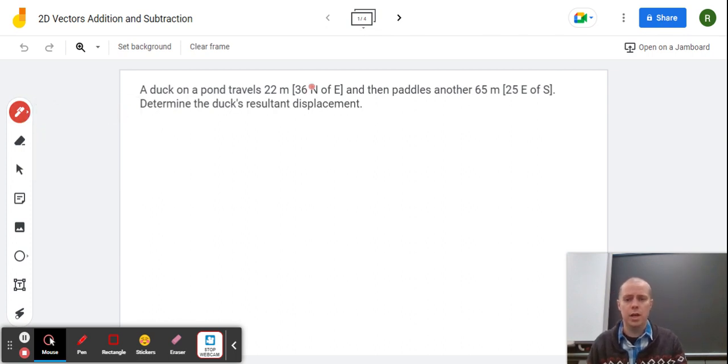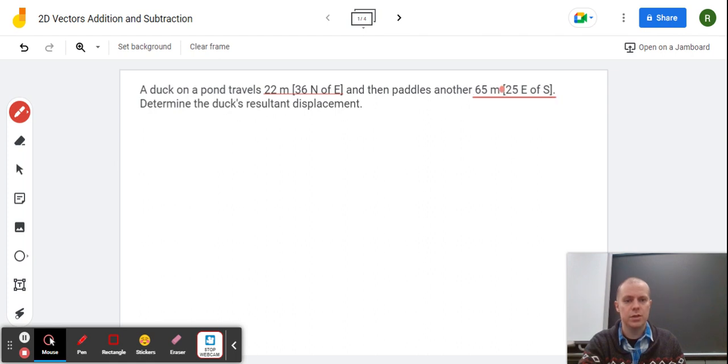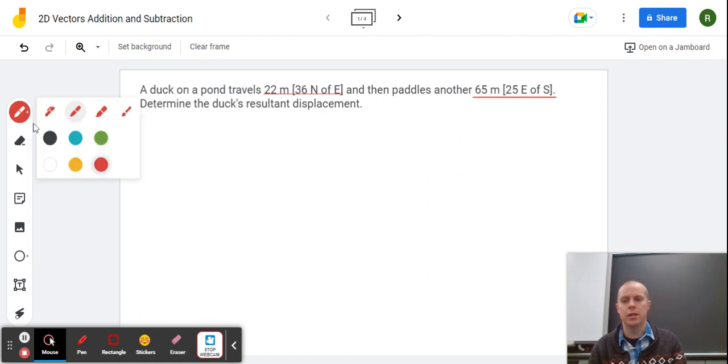So we have a duck on a pond, travels 22 meters, and they travel 36 degrees north of east, and then paddles another 65 meters, 25 degrees east of south. Okay, so that means they're going in one direction and then they're going in another direction. So we're going to have to figure that out. Whenever we have a problem like this, we always need to start by drawing a picture. Okay, so first we've got to draw this vector.